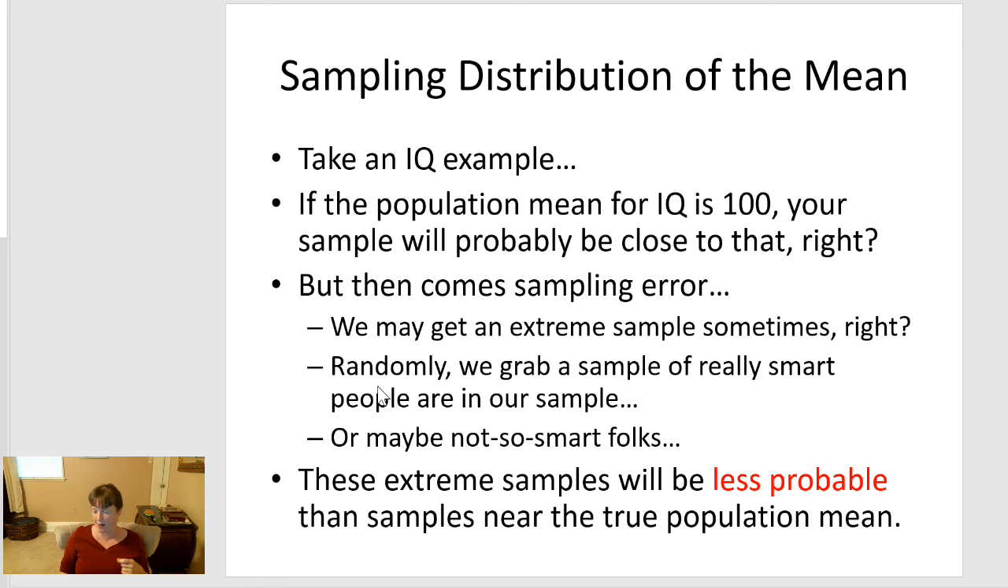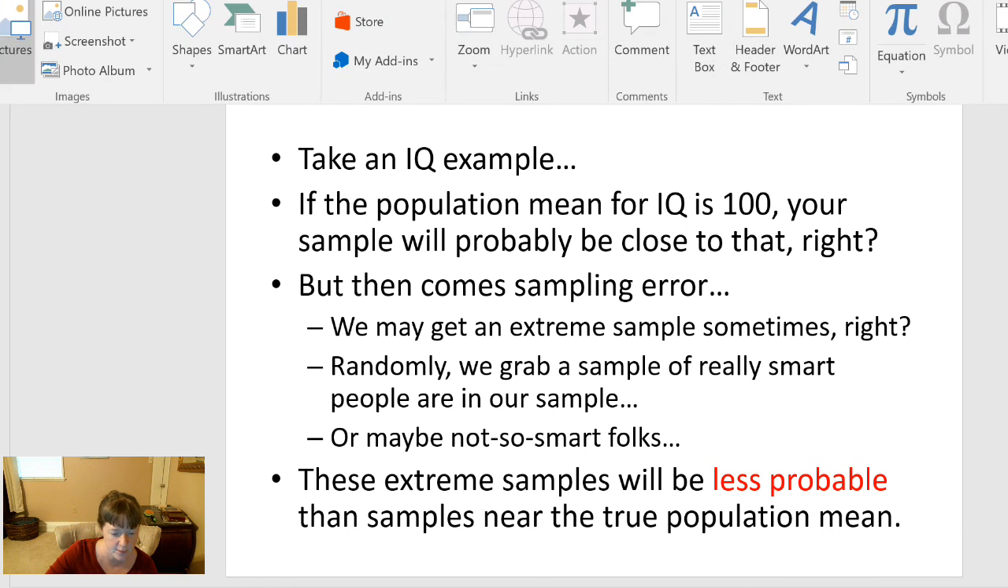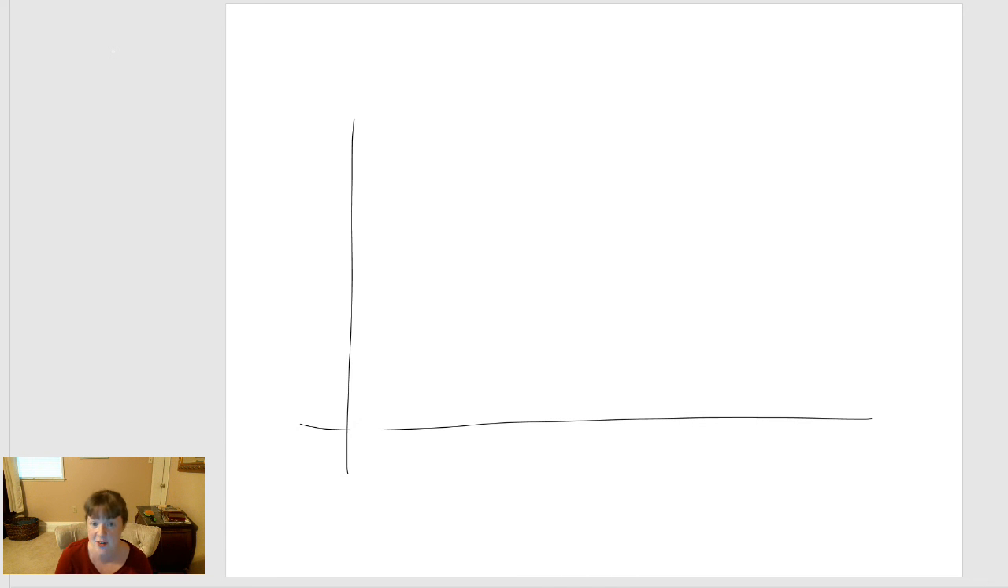Okay, so what am I describing? I'm suggesting that when I do my density plot for my infinite numbers of samples, I'm grabbing samples from a population that does have an average of 100, okay?